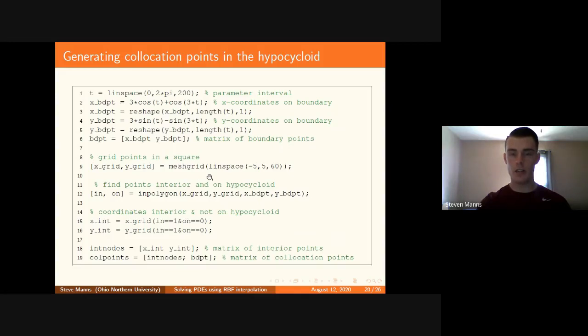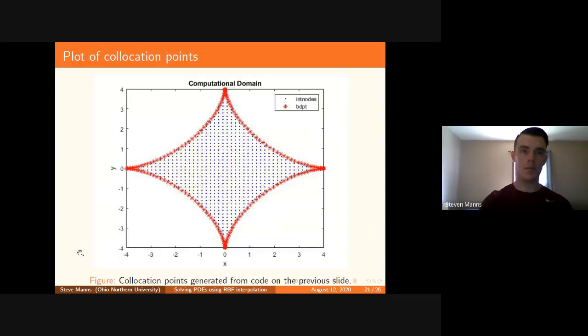Our approach is to think of a square enclosing the hypocycloid, and we can get grid points in this square. Once we have those grid points in line 12 here, we use MATLAB's inpolygon function to get 2 logical matrices telling us which of these grid points are interior or on the hypocycloid. In lines 15 and 16, we use these logical matrices to assign the appropriate x and y values to a vector and put those into a matrix of interior nodes, which we combine with the boundary points to get all of our collocation points on the final line.